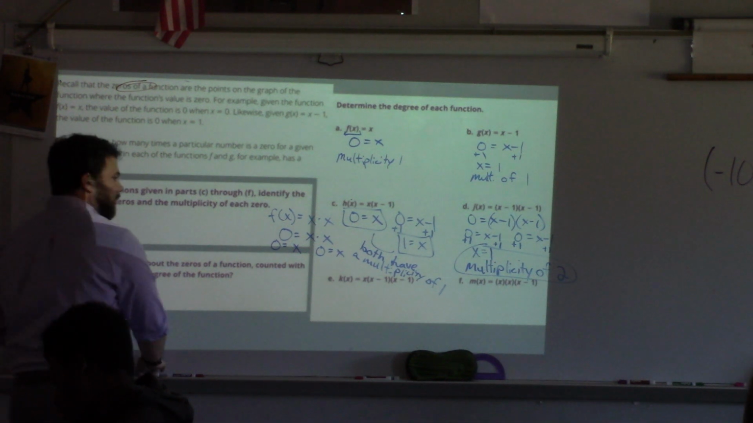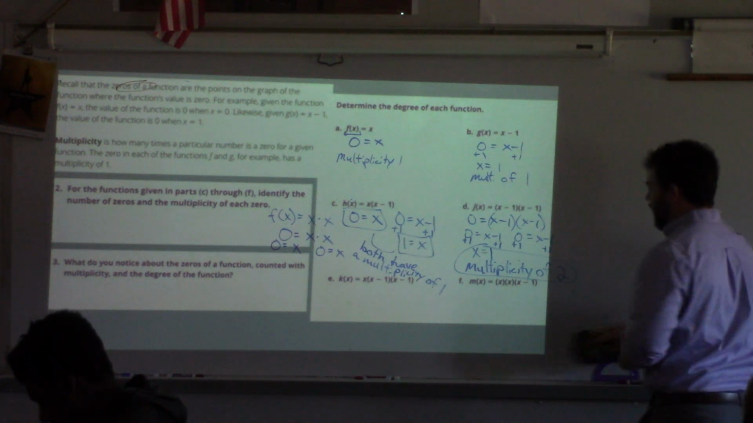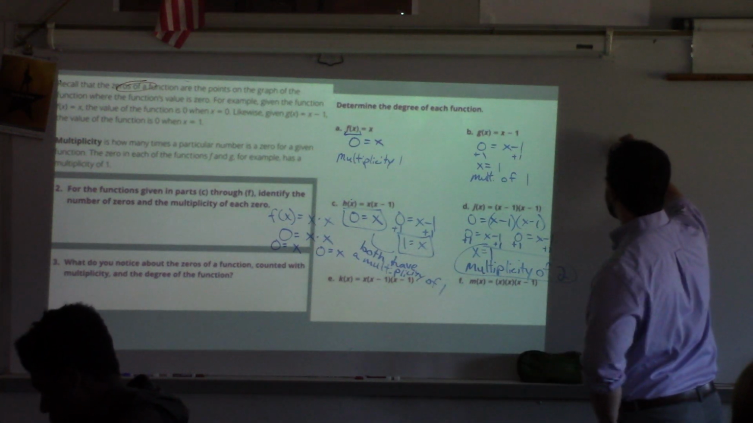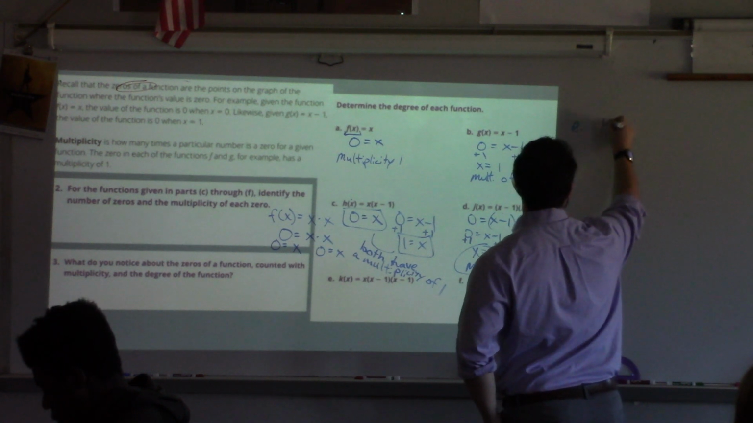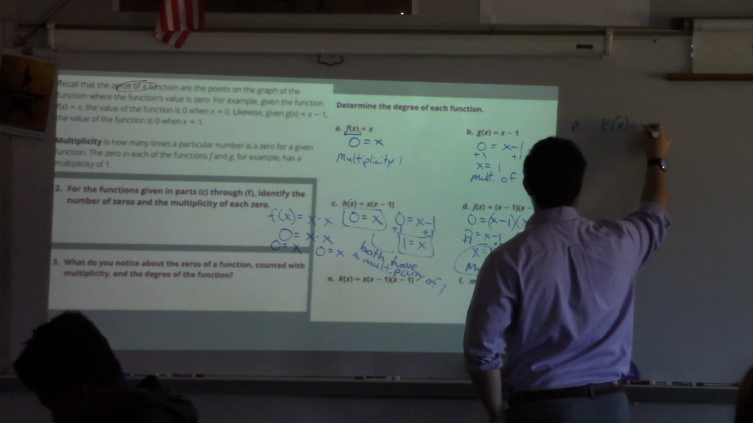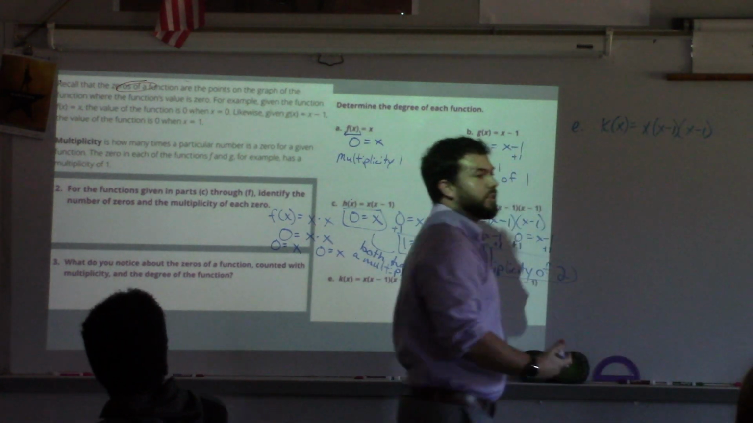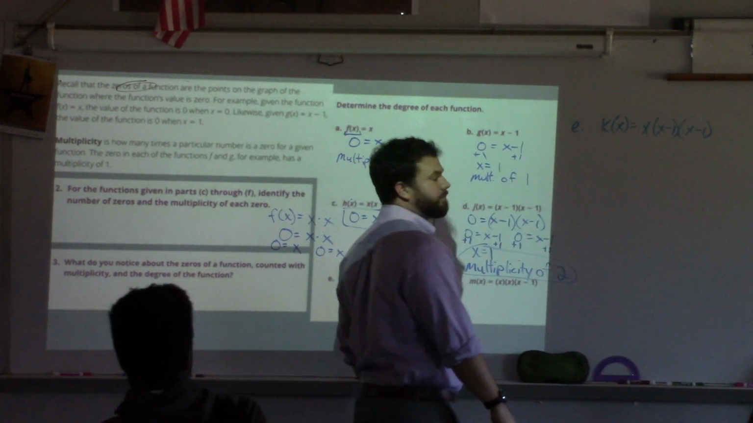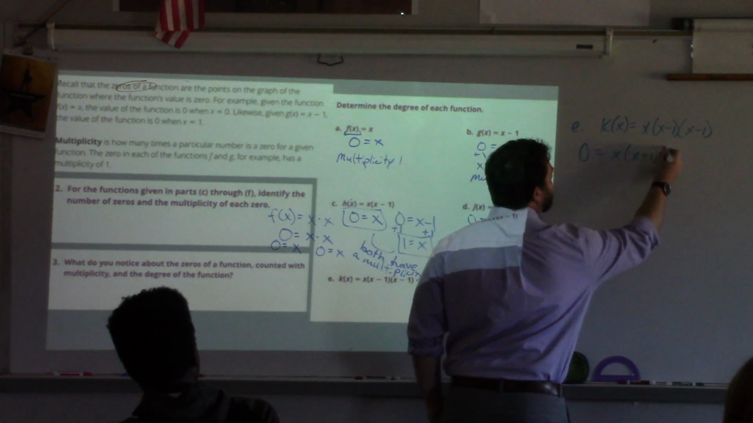All right. Let me know if you have any questions after I go over these details. Looking at the very first one, K of x is equal to x times x minus 1 times x minus 1. I'm looking for a 0, so what's the first step? Make sure it's equal to 0. Do not distribute.